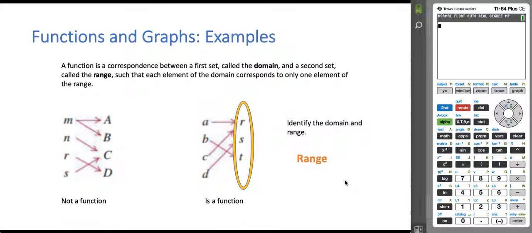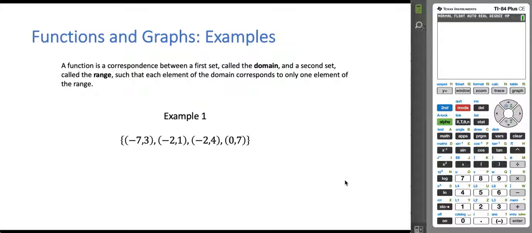Okay, so now let's look at some examples in a different format. What if we are given a set of ordered pairs? Does this represent a function? Remember, the definition is still right here. So think about this. Is every element of the domain assigned to one element in the range? And the answer is no, it is not a function. Once again, it violates that condition because -2 is assigned to 1 in this ordered pair and assigned to 4, a different value, in the second ordered pair. So that is not a function.